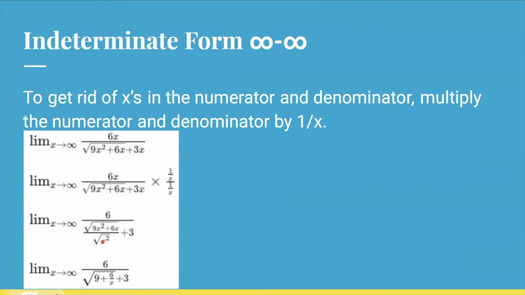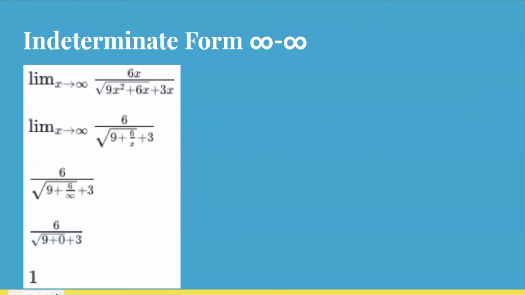x is the same thing as the square root of x squared, and then you simplify that. So this term just becomes the square root of 9 plus 6 over x. Now you can plug in infinity for x. You get 6 divided by infinity, which is just 0. And in the end, you'll get that the final answer is 1.